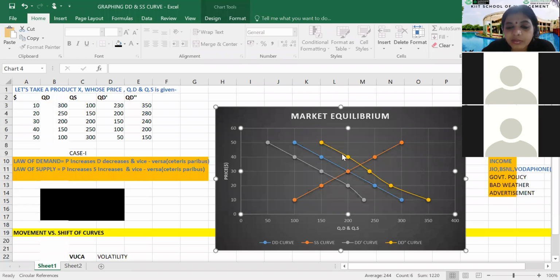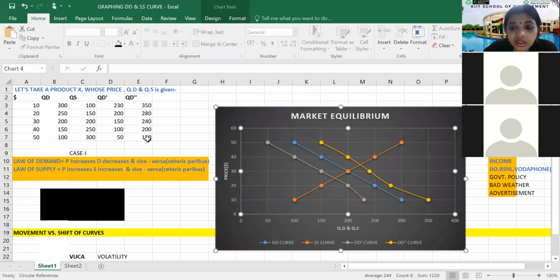And why has this shift happened? Has this happened because of a change in price? No. The shift has been completely because of the other factors, which have in fact changed the demand curve from the original blue line to the yellow line. So the yellow line indicates an increase in demand, and this gray line indicates a decrease in demand. Now you can play with these numbers.